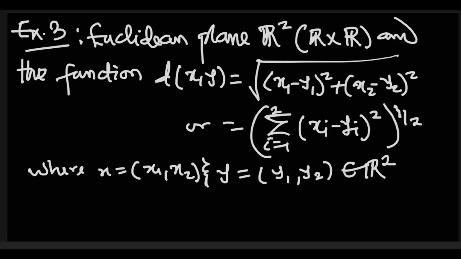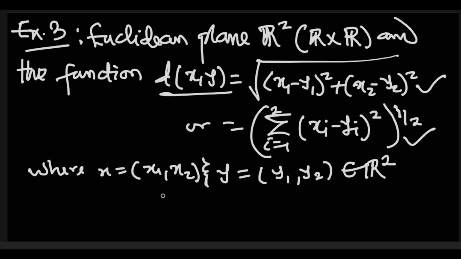This will be the last example I'll be solving from metric. So we have the Euclidean plane for R2. So we have this function, and we want to check if this function is a metric. So we have this, and this is the same thing as this. You can actually use this approach for the question where i is from 1 to n.